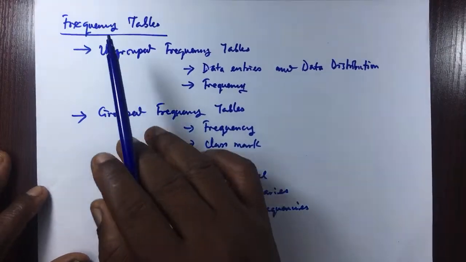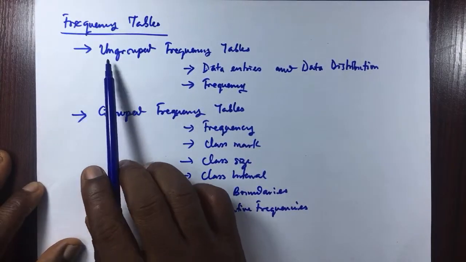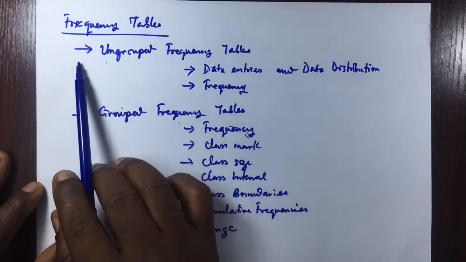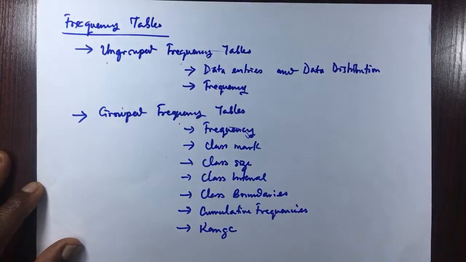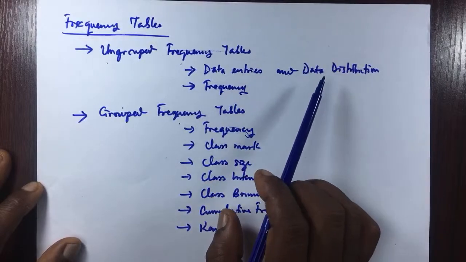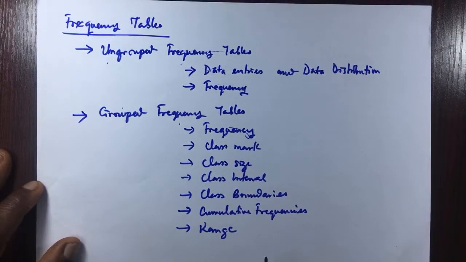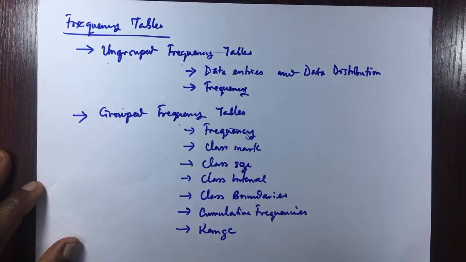We shall now look at frequency tables in detail, where we shall be looking at 2 types of frequency tables: ungrouped frequency tables and grouped frequency tables. Under the ungrouped frequency tables, we shall be defining what the ungrouped frequency table is, and looking at terminologies such as data entries, data distribution, frequency. Please take note, frequency for an ungrouped frequency table is slightly different from frequency as defined in grouped frequency tables. So we shall be explaining the difference between both of them.